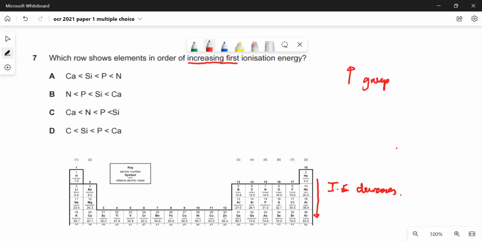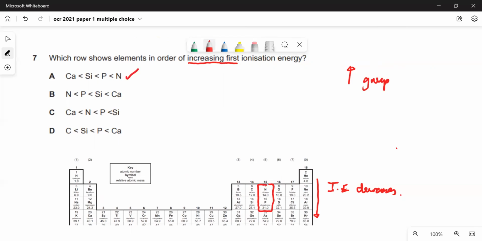Well, let's look at A. Which elements do we have in the same group? We've got phosphorus and nitrogen. Look, there they are. So we should be going up the group. Phosphorus and nitrogen, we are going up the group, so that's a possibility. That might be right.